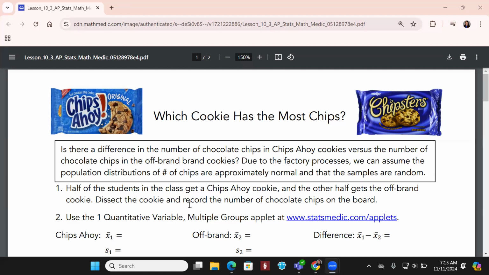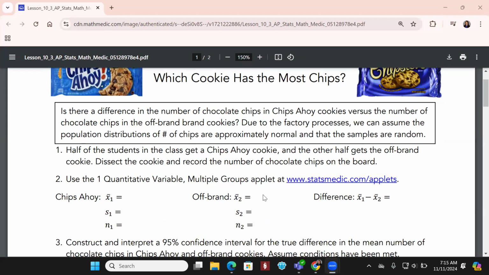Dissect the cookie and record the number of chocolate chips on the board. Obviously, I don't have chocolate chip cookies today because they were on my counter. It's not my fault. That is a weird thing to do, like pull it apart.